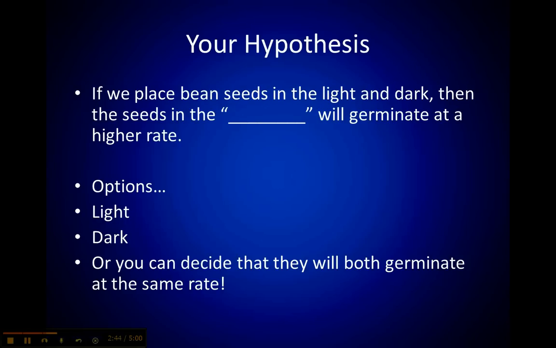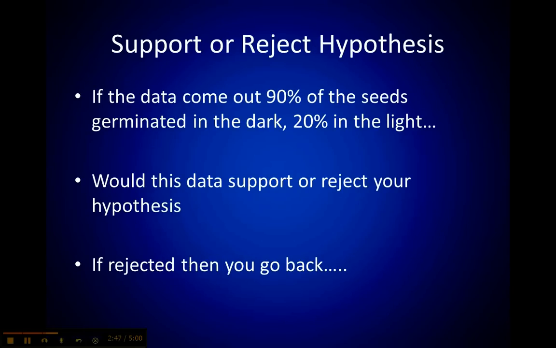So go ahead and make a hypothesis now about what you think should happen according to your prior knowledge. Well, if the data comes out to be 90% of the seeds germinate in the dark and 20% in the light, would this data support or reject your hypothesis? Let's say you said that the seeds would germinate more in the light. Well, if you look at this data, it would not support this hypothesis. So you would reject that hypothesis and you'd have to go back and look at your hypothesis, look at your methods, and look in your analysis of that data in order to come up with a new experiment, or actually try this again and see if it happens again. Replication is a big part of science.